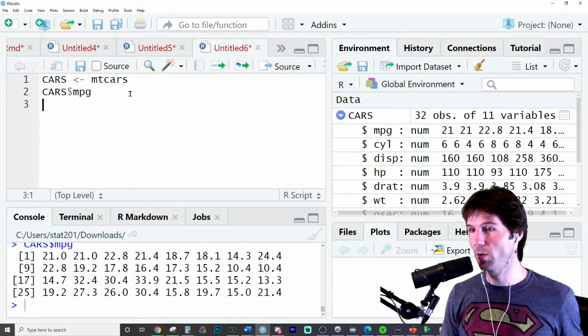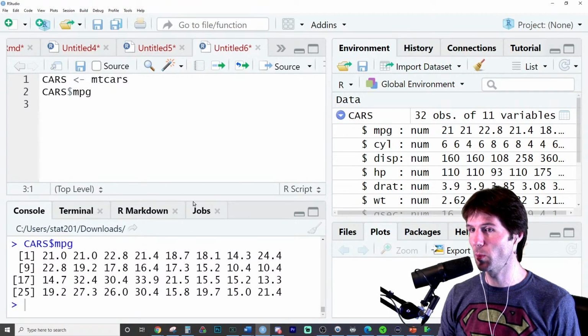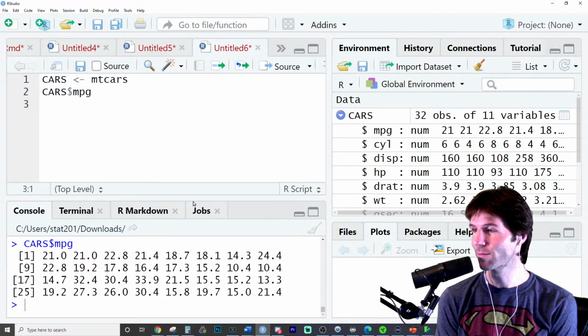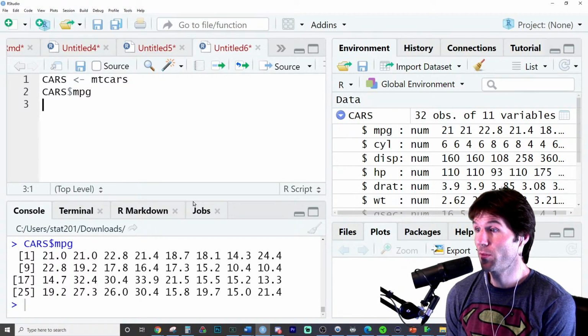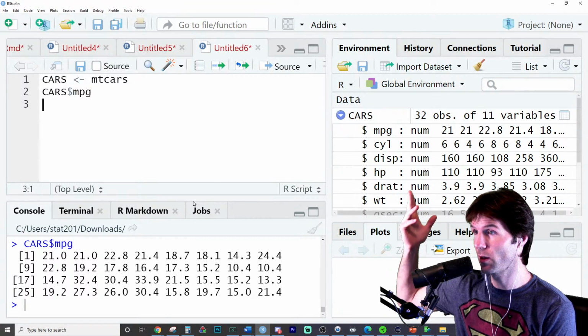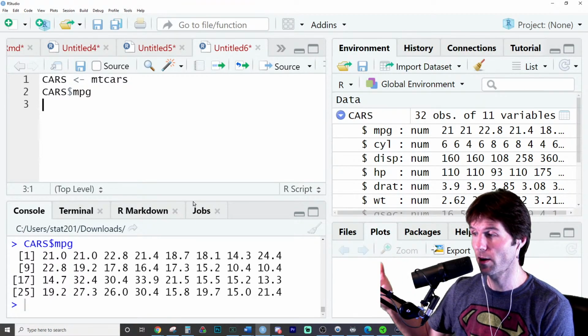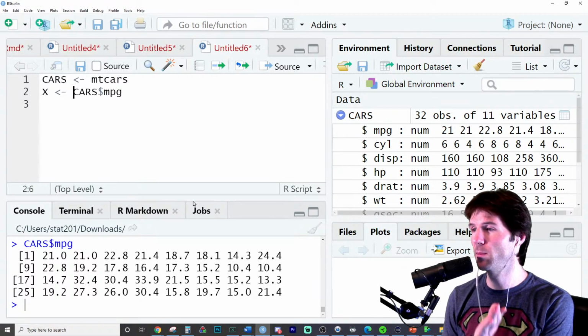Then I'm going to run this code, and guess what we're looking at? Just explain to me, Brian, this is the what for all of these things right here? Miles per gallon for every car, right? You can see the first car had a mile per gallon of 21, second car had a mile per gallon of 21.